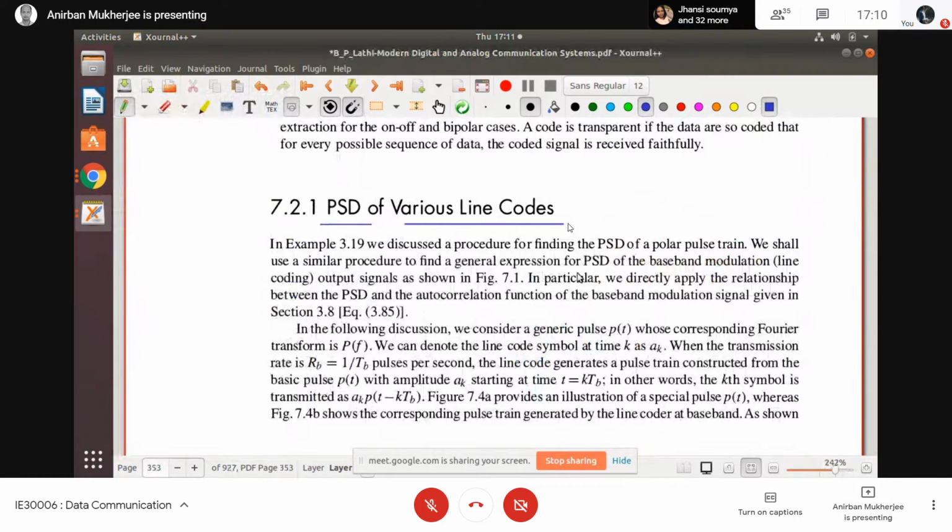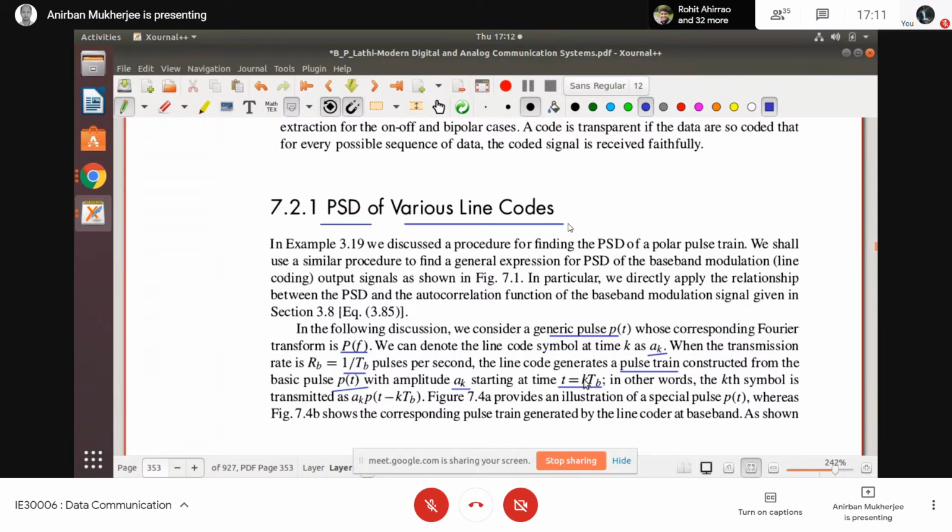For that, we will consider a generic pulse, first of all, not the square or box pulse. It is a generic pulse p(t), whose corresponding Fourier transform is capital P(f). We can denote the line code symbol at k as a_k. The transmission rate is 1 by T_b pulses per second. Please remember, pulses per second. And the line code generates a pulse train constructed from the basic pulses p(t) with amplitude a_k starting at time t equal to kT_b.